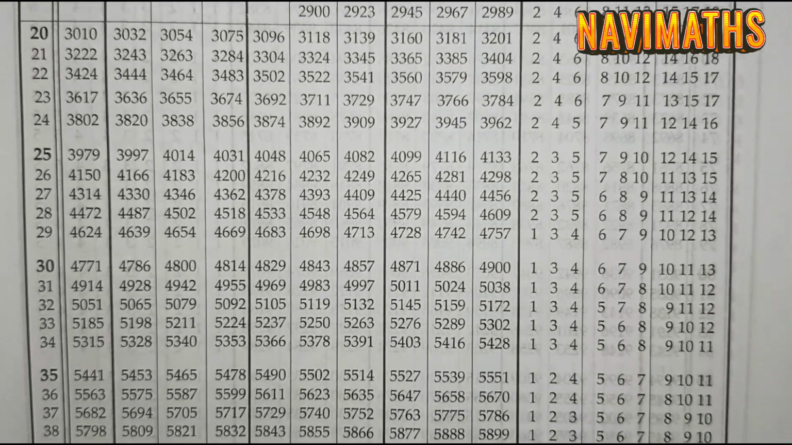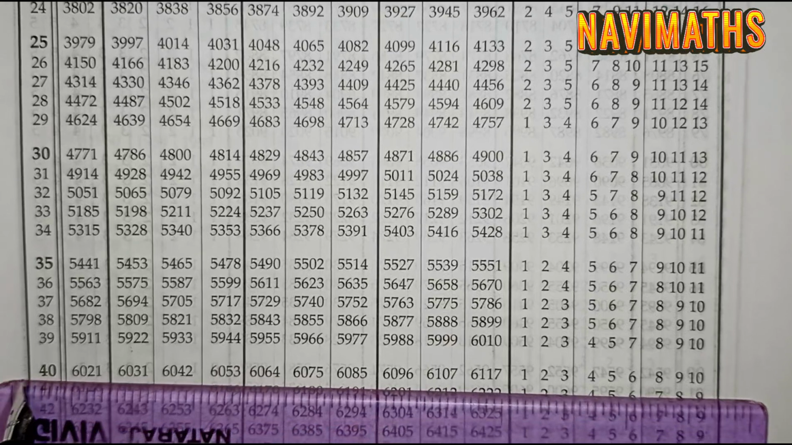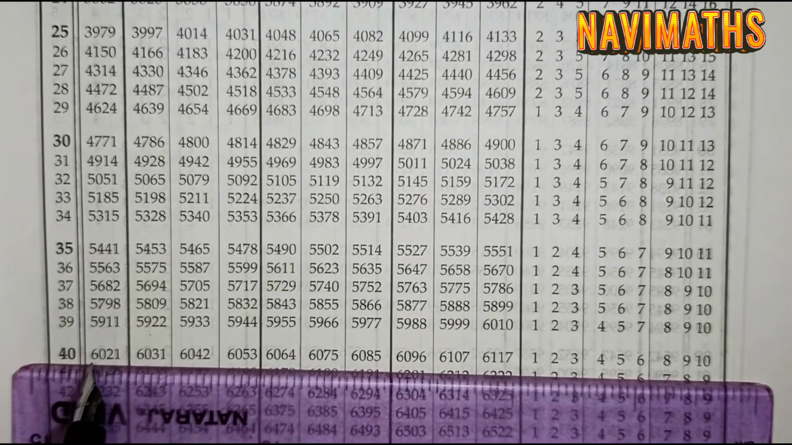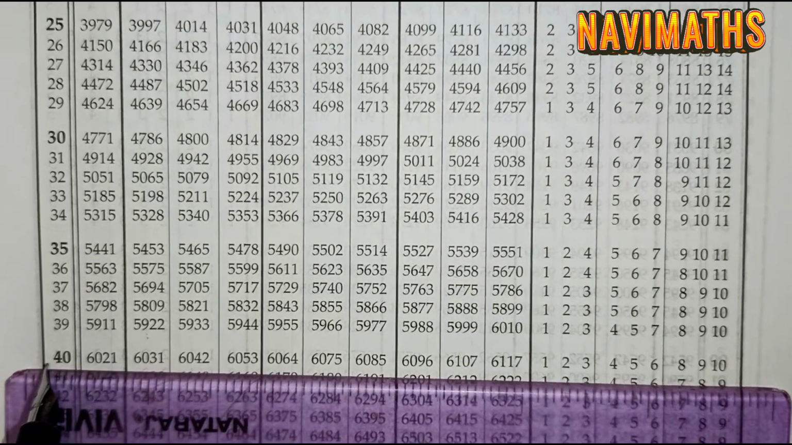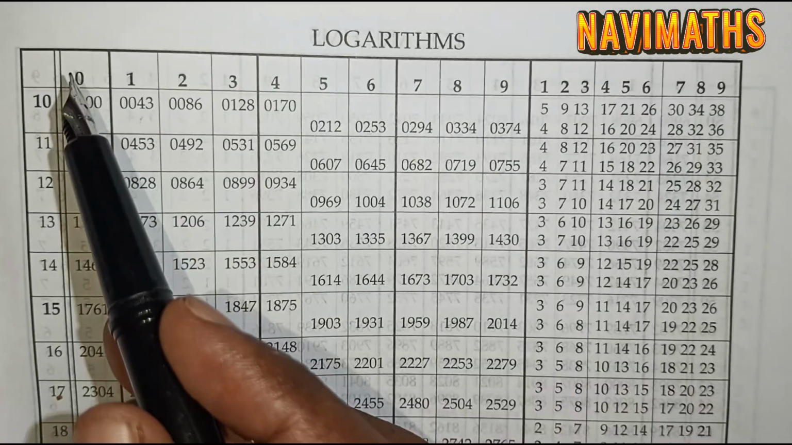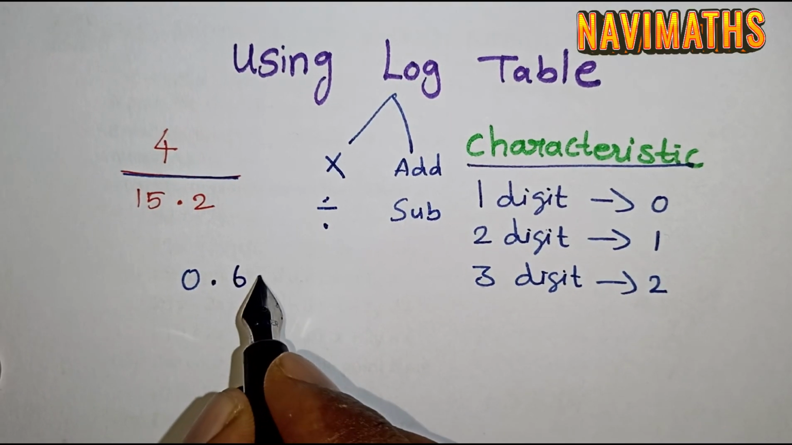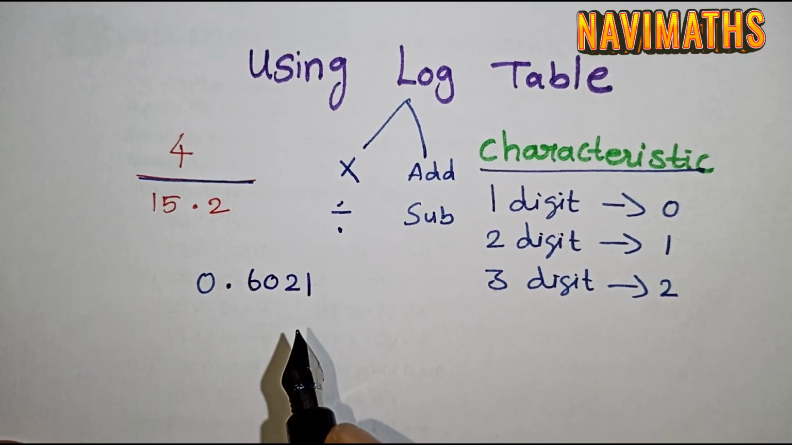In this, 40 we have to check. So 40, then the first column 0. 6021 is the value for 40 and 0. So here we are looking at the 0 column. So 40, 0, 6021 we are getting, right.